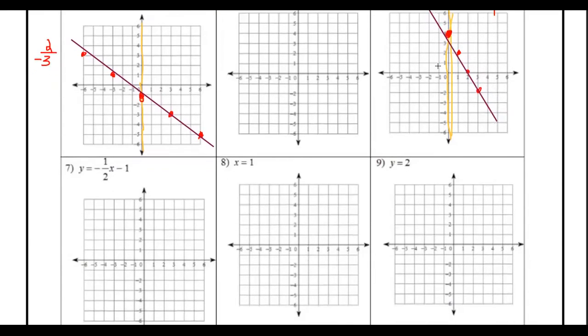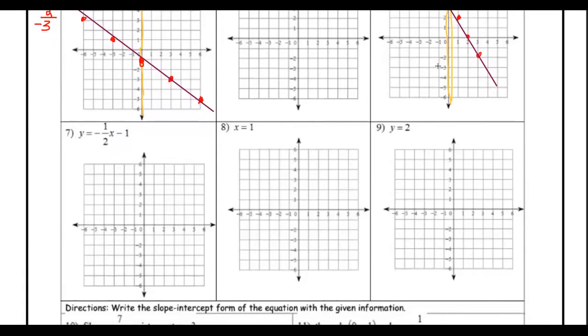Okay, let's look at number 8. This says x equals 1. This is different. It's not written in the format of y equals mx plus b. So it's not telling us the y-intercept or slope that we can just read off like we were doing before. But we can think about this. It's basically telling you no matter what, x is equal to 1.